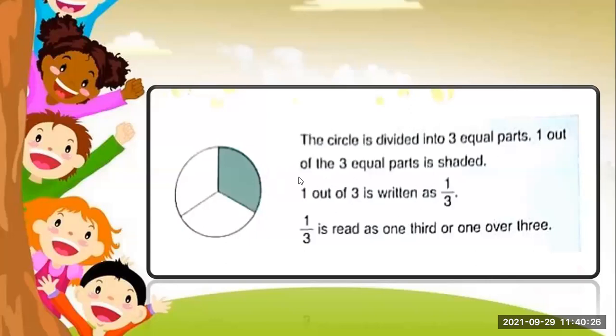So this is another example here. As you can see, the circle is divided into 3 equal parts: 1, 2, 3. So 1 out of the 3 equal parts is shaded. So 1 part here is shaded. We read it as one third. Or we write it this way: 1, then make a line here, and then 3. So we read it as one third.